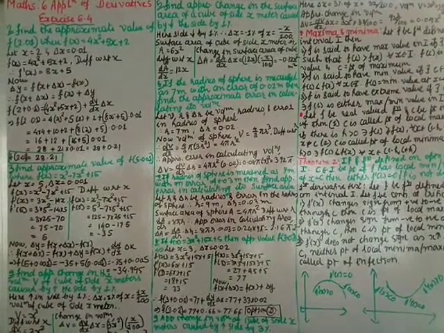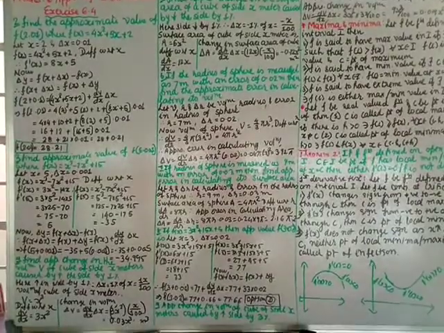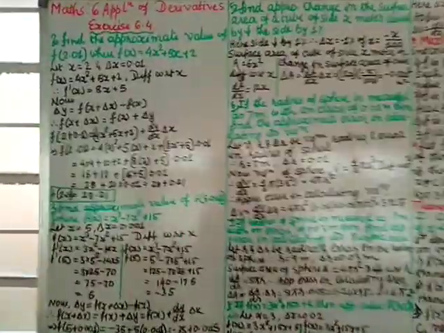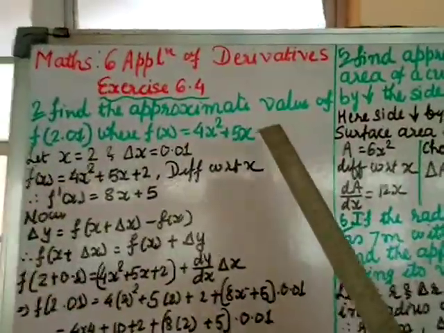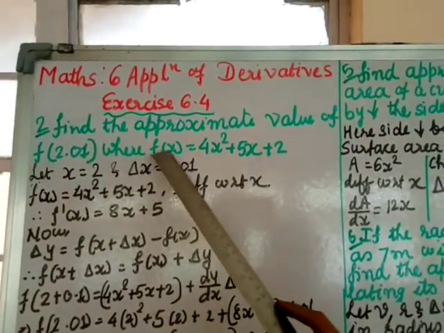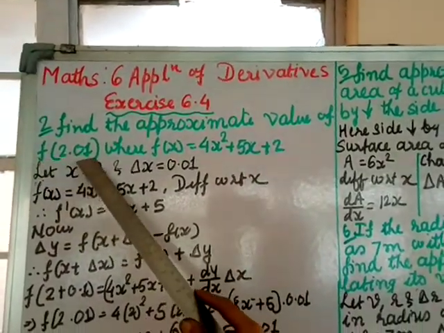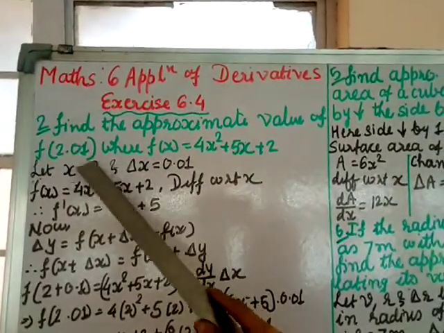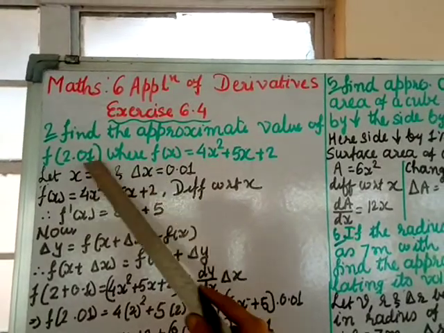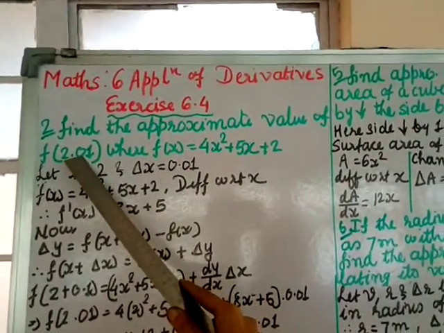Mathematics Class 12 Chapter 6 Application of Derivatives Exercise 6.4 Question 1 we have completed. Question number 2, find the approximate value of f(2.01) where f(x) is equal to 4x square plus 5x plus 2. 2.01, so I'll divide into x and delta x. x I will take as 2 and delta x will be 0.01.